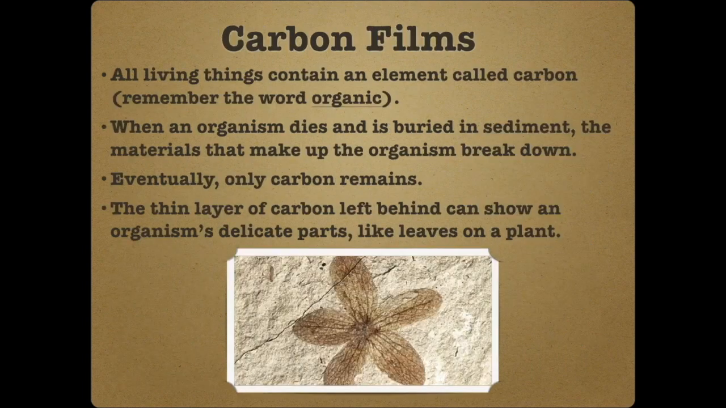Carbon films. When you have an organism, like a plant or animal, usually a smaller thing, and the sediment squishes down on it, usually what's left behind is carbon. It creates kind of like a picture mark, and that picture mark is from the carbon left behind from the plants or animals. Plants usually are going to have a lot of carbon films. Smaller animals like dragonflies or insects, maybe some lizards, will also leave behind a carbon film.